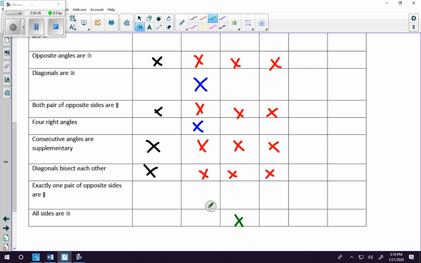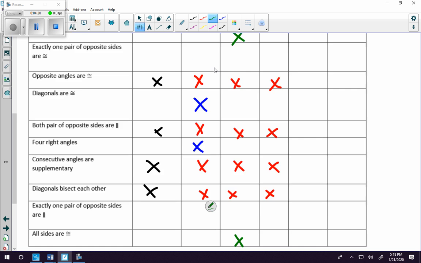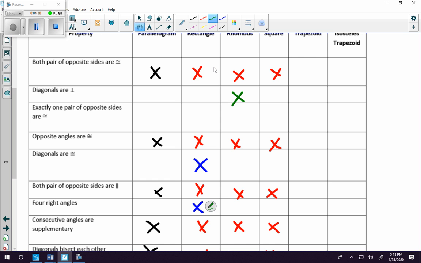Boom. Moving on to square now, of the unchecked boxes. Let's read them and check them for square.